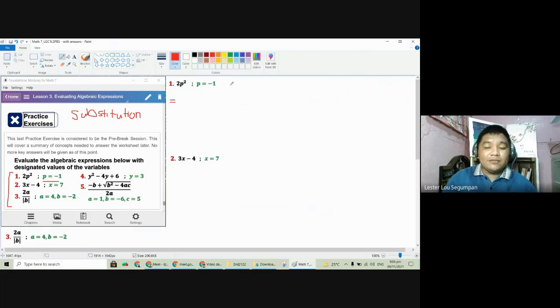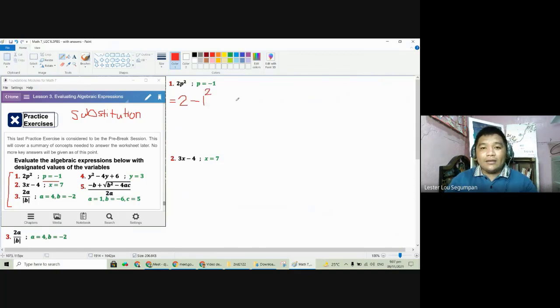My advice whenever you evaluate algebraic expressions is do not be too hesitant to use parentheses, because this will help you understand the correct operations later on, especially if you deal with negative values, just like what will happen here in number one. So in our expression, 2 will still be 2, but p will become -1. If you don't use parentheses, it may look like this: -1, and you have here squared.